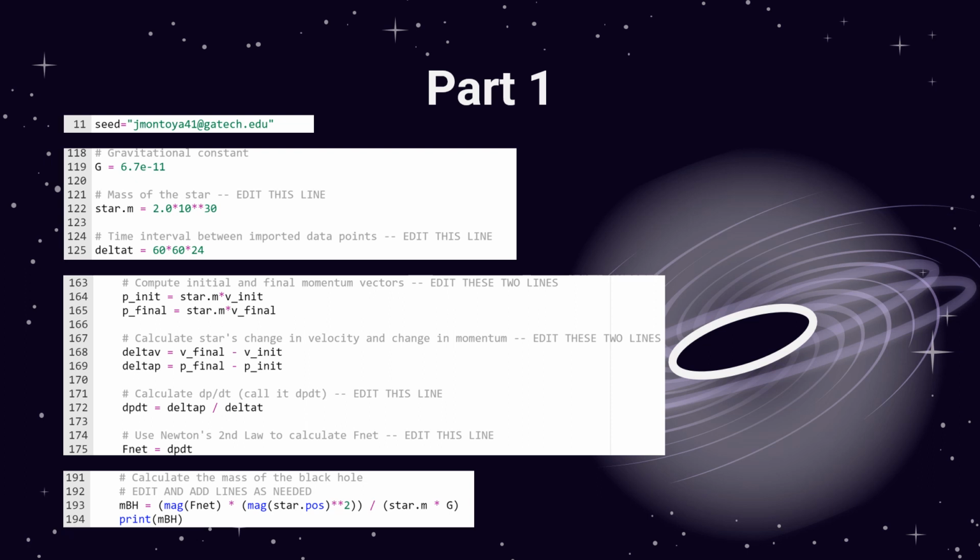Lastly, we can manipulate the gravitational force equation to find that the mass of the black hole will be in terms of the net force as well as the star's mass and the distance between the black hole, which is at the origin, and the position of the star at any given point. This will give us various values for the black hole mass at each position that the star is at.